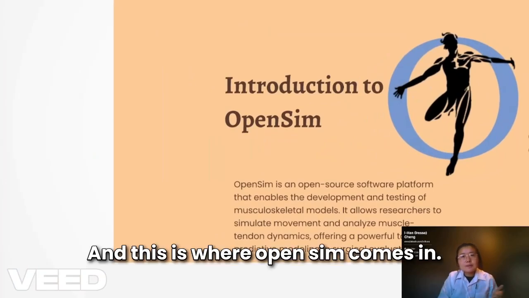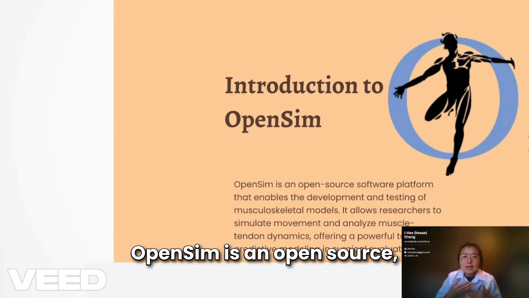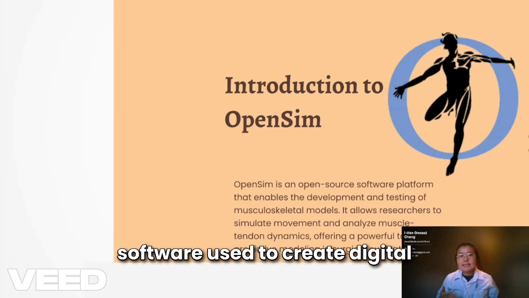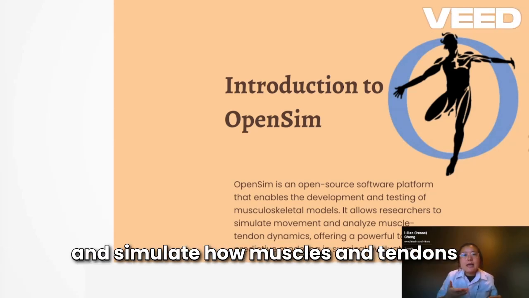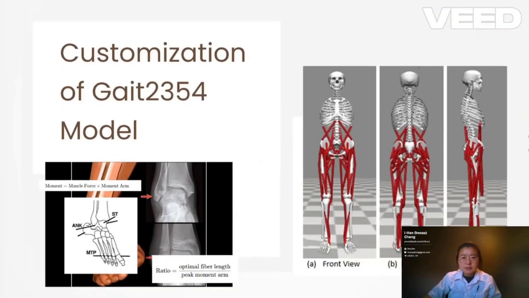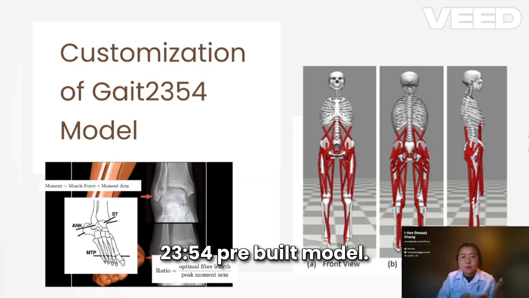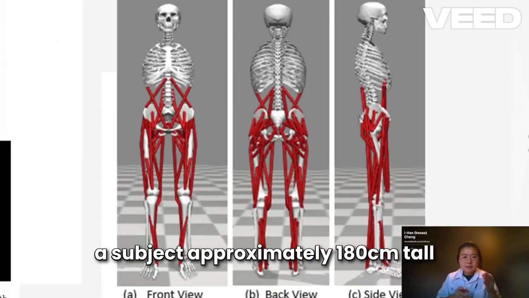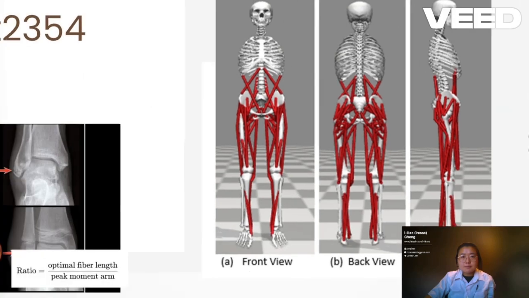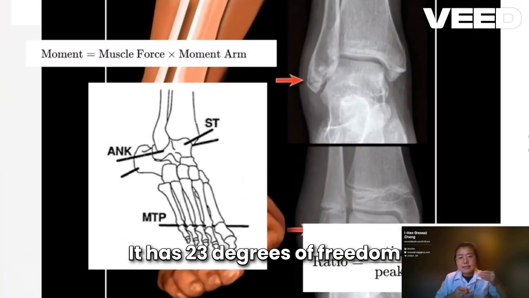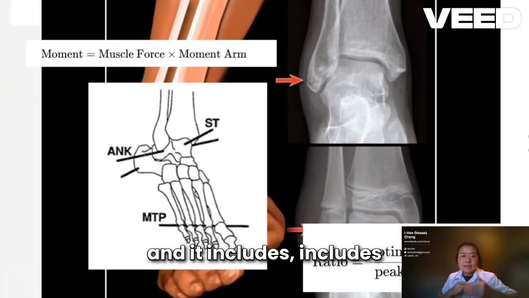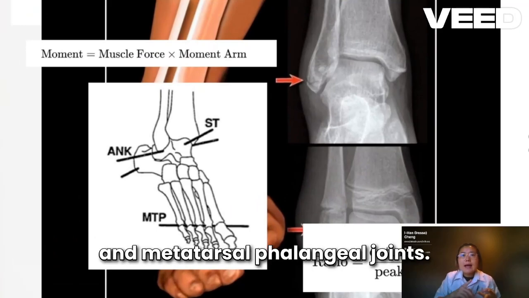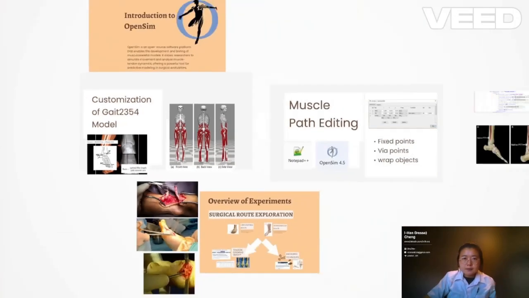And this is where OpenSim comes in. OpenSim is a open source software used to create digital models of the human body and simulate how muscles and tendons behave during movements. And my project was based on the Gates 2354 pre-book model. And this model represents a subject approximately 180 centimeters tall with a body mass of 75 kilograms. It has 23 degrees of freedom, and it includes the ankle, subtalar, and metatarsal phalangeal joints.